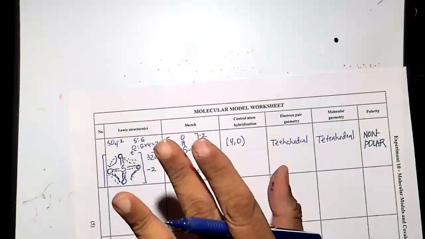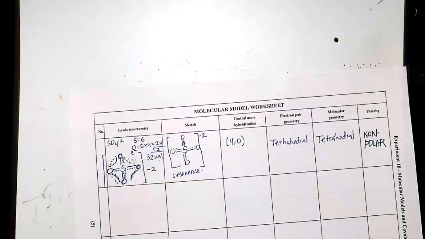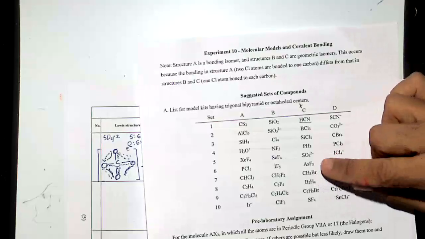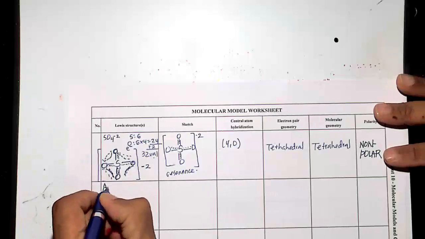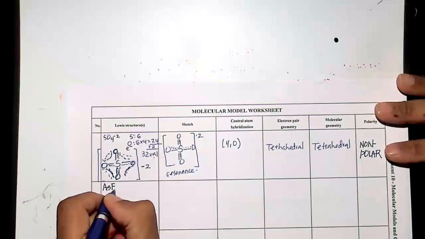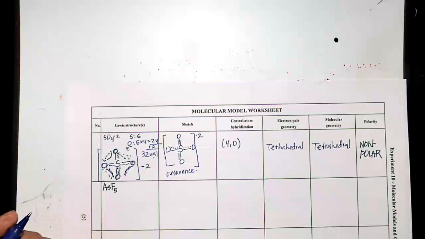All right, this took a little extra time because of resonance, but now we'll go to our next one here. So we're halfway through. AsF5. I don't know what As is. Where's that? Where's As? That's arsenic. Yeah, it's arsenic. But what group? It's 33, under phosphorus. Under phosphorus? Yeah, I think group 15.